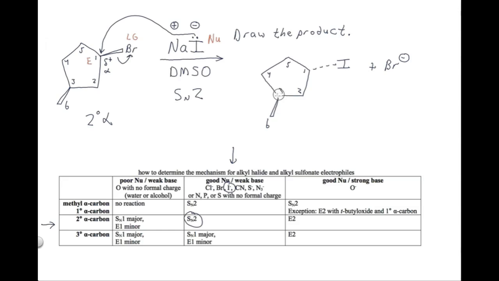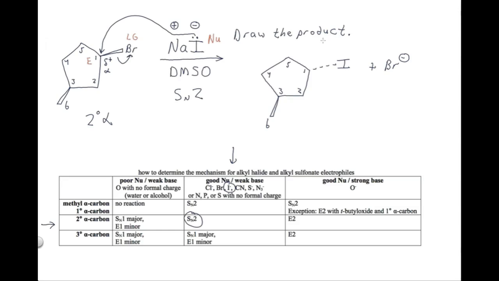Should we also invert the configuration at carbon 3? No. Carbon 3 is not participating in the reaction. Since carbon 3 doesn't participate in the reaction, there's no reason to make any changes around carbon 3. So carbon 3 will retain its original configuration. We only invert the configuration at carbon 1 because carbon 1 is playing the role of the alpha carbon in this SN2 reaction.